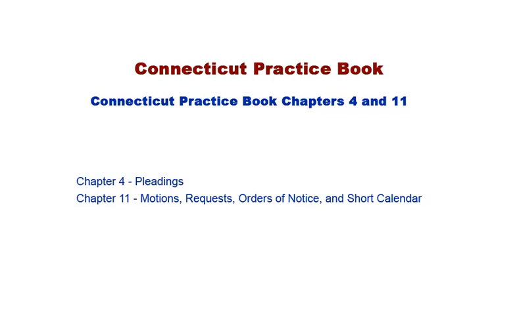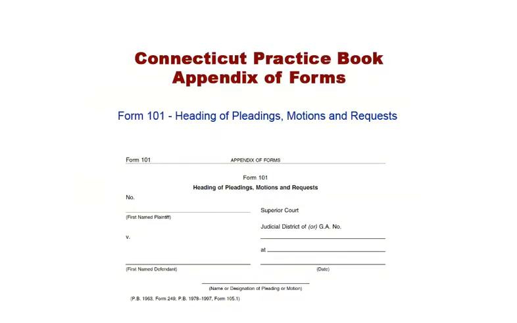Section 4-1D states that the clerk may require a party to resubmit a motion that does not properly follow the rules. Chapter 11, Motions, provides more information on what to include in a written motion or objection. In the appendix of forms of the practice book, you will find Form 101, which provides an example of how to set up the motion or objection heading to comply with the court rules. In the next few slides, we will go over how to set up and write an objection.